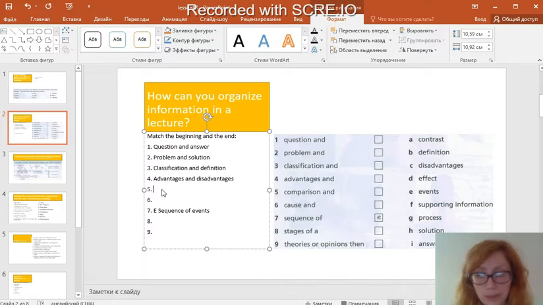Comparison. We can compare something. Comparison, it's like what? Like we compare, look for something similar. Some similar features, some different features, that would be comparison. If we do not compare but just oppose them, that would be contrast. Comparison and contrast, very similar, but they are different.